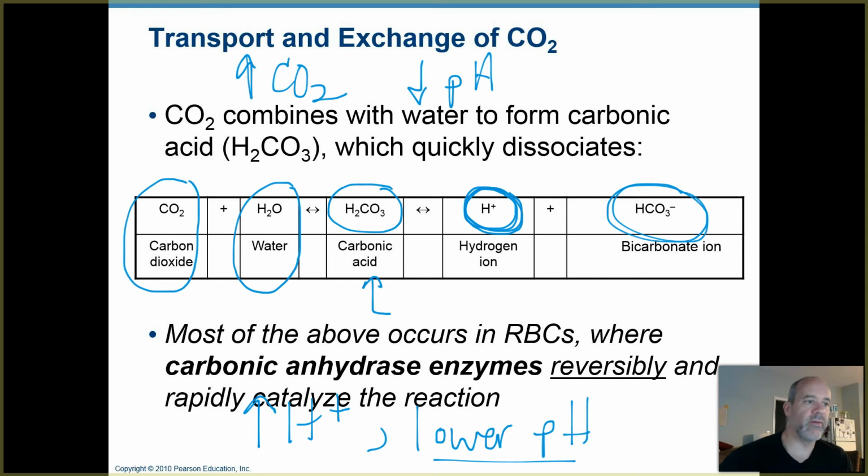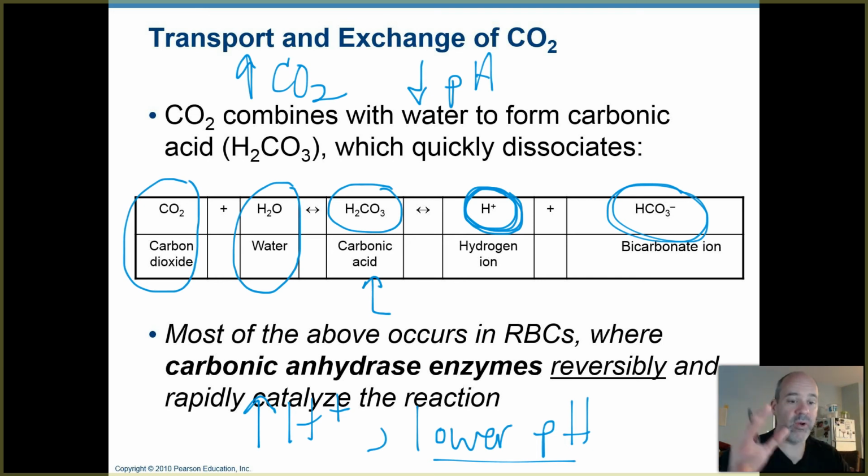pH is a measurement of the hydrogen ion concentrations in a fluid. And I know it's difficult to remember, but you just have to remember that a lower pH value means you have more hydrogen ions around. A higher pH value means you have fewer of those around. And hydrogen ions are very chemically reactive. And you have to maintain just the right concentrations of those. That's why pH homeostasis is so important.